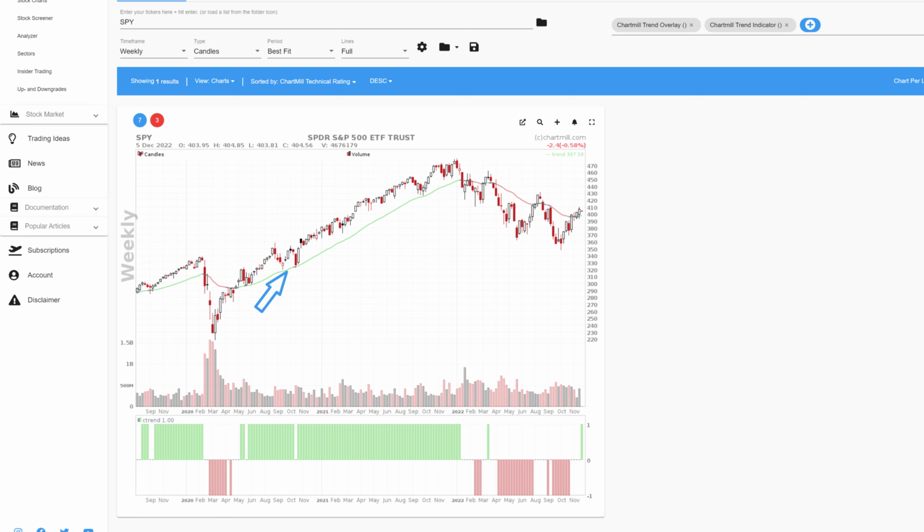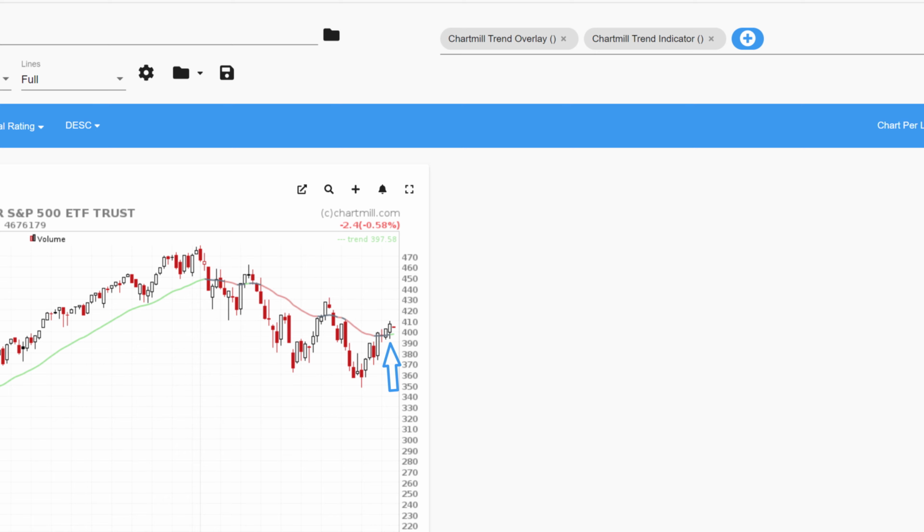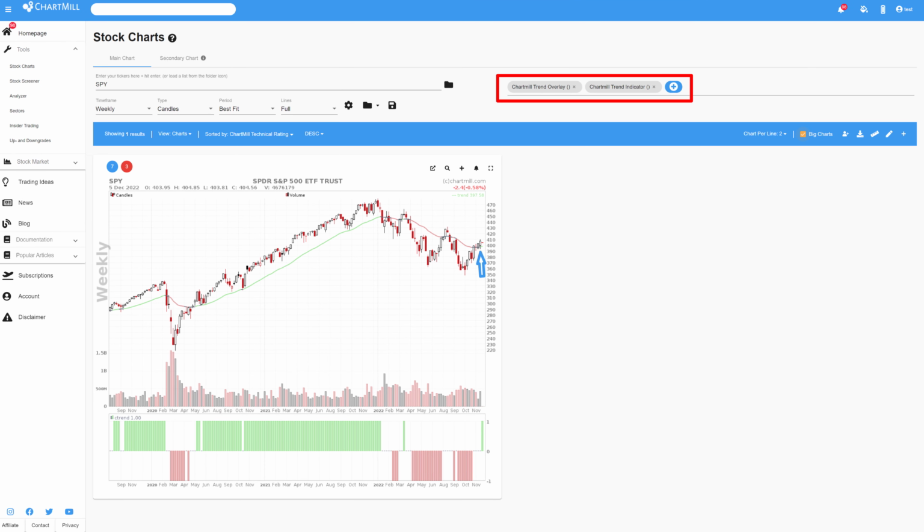This indicator indicates whether a trend is positive, negative or neutral. It is available in our charts as an overlay or as a standalone indicator, and it is intended to use on the long-term weekly charts, but you can use it on a shorter time frame as well.